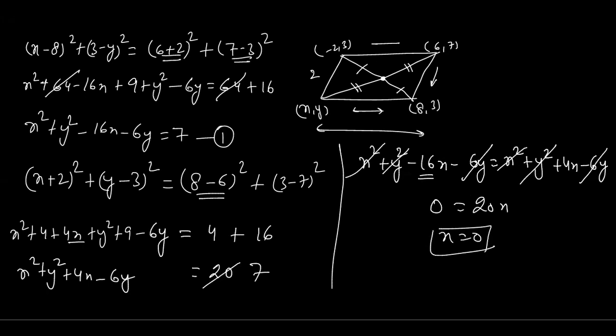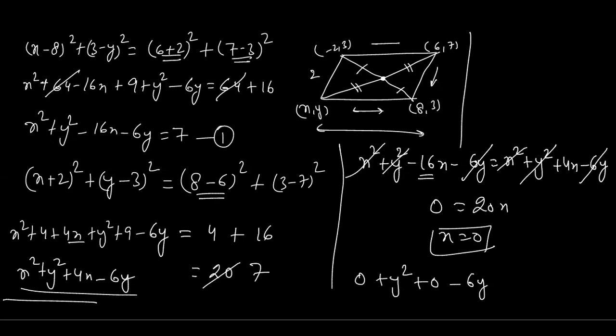Okay, so when you find out the value of x, now putting the value of x in any one of the equations, you can find out the value of y also. When you put x equals 0, you can find the value of y. So if you put the value of x as 0, you can write 0 plus y square plus 0 minus 6y is equal to 7.